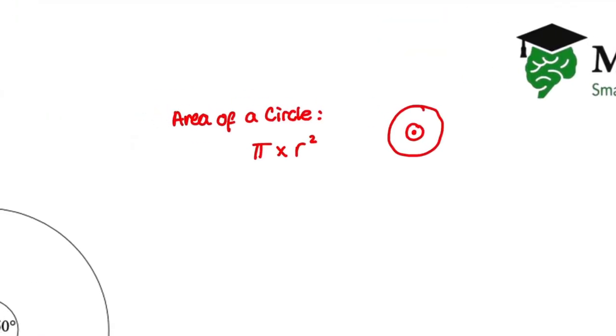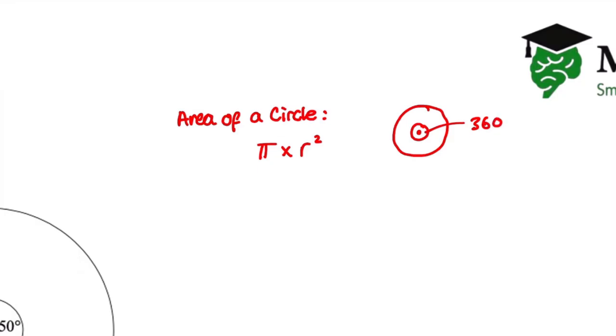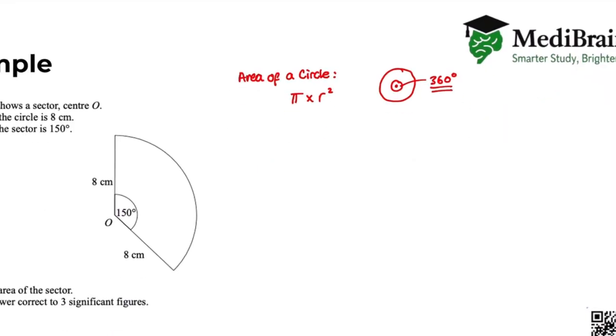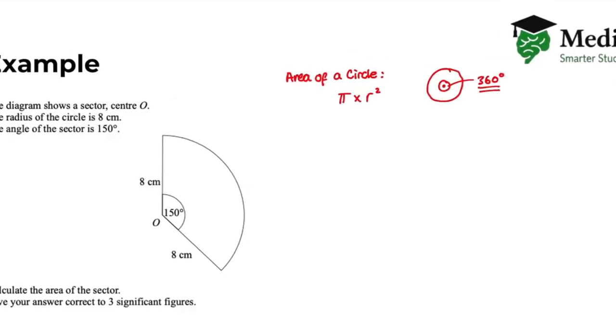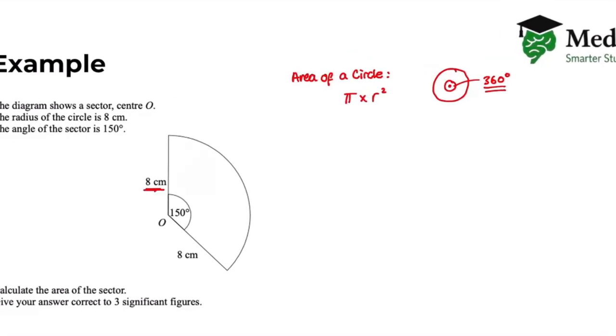Okay, so the angles around the center add up to 360 degrees in a circle. In this case, we know that the radius is 8 centimeters. That means we can work out the area of the full circle, because to work out the area of a full circle, we can do pi r squared. However, we don't want the area of the full circle. We want the area of just 150 degrees of the circle.